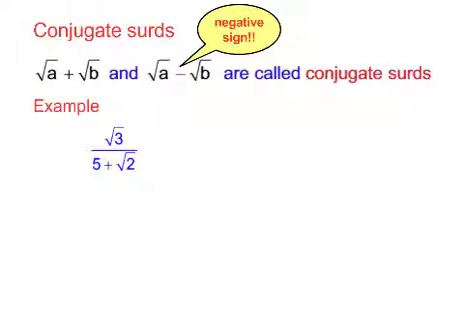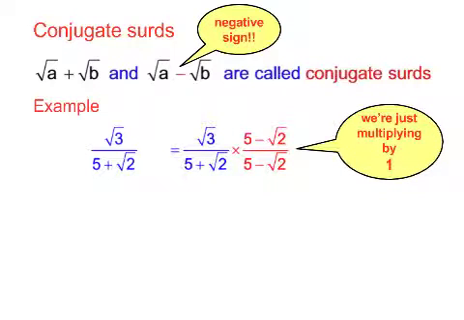Conjugate surds are just a slight extension of the rationalizing surds problem we were doing in the previous slide. Here's an example, root 3 over 5 plus root 2. What we do is we look at the denominator and then we write the conjugate of that, meaning we write the same terms, 5 and root 2, but with a negative sign between them. In other words, we're multiplying by 5 minus root 2 over 5 minus root 2.